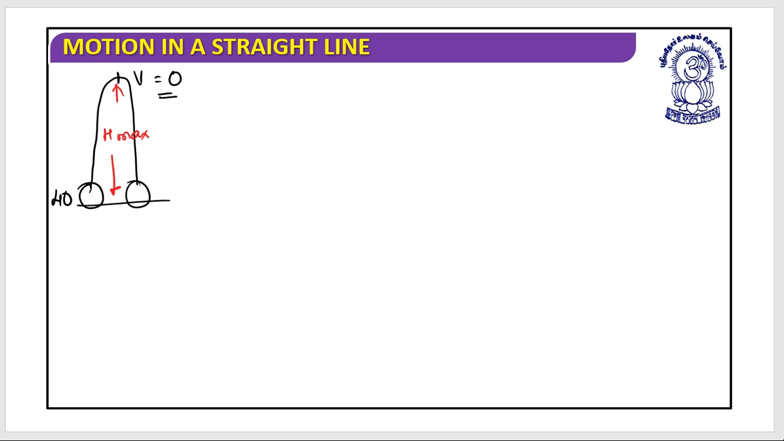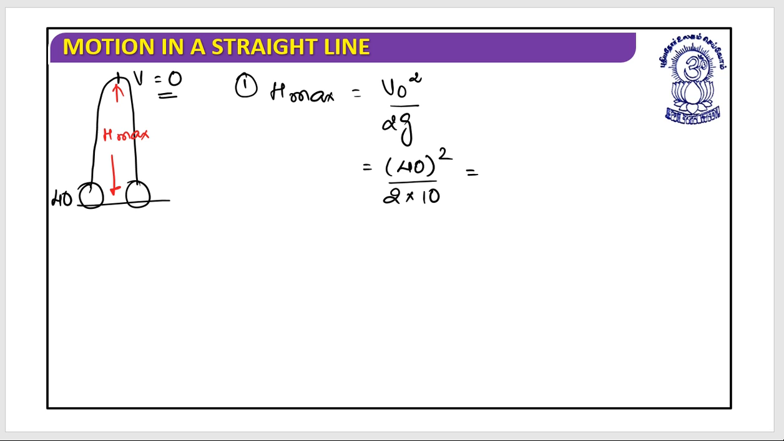First you need to find out the h max. I know that h max is equal to v naught square by 2g. It's 40 square divided by 2 into 10, because they said that you can take g equals 10. So 40 square is 1600 divided by 20, and this is 160 by 2, this is 80 meter.